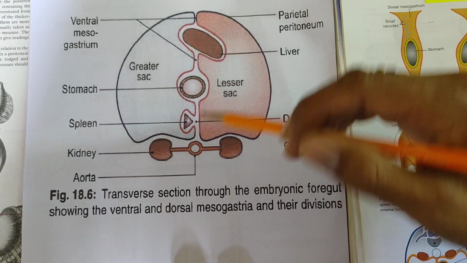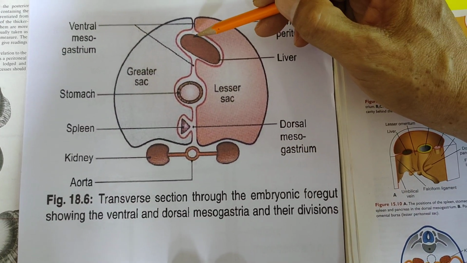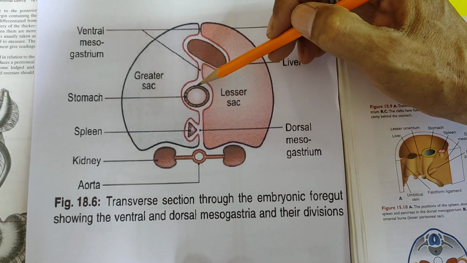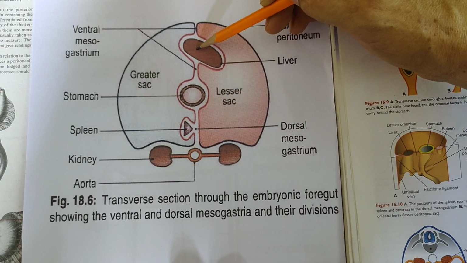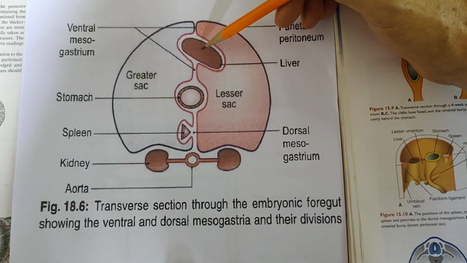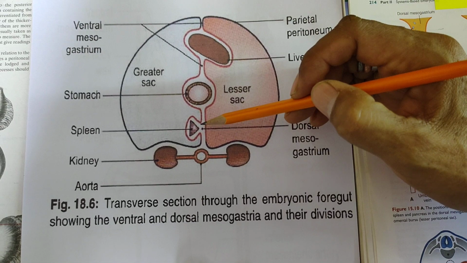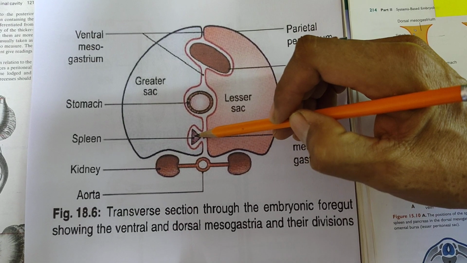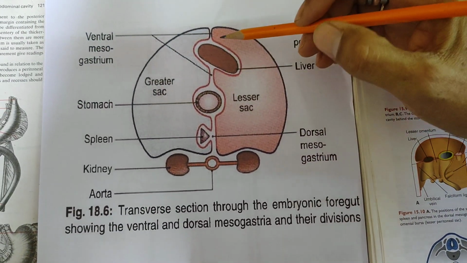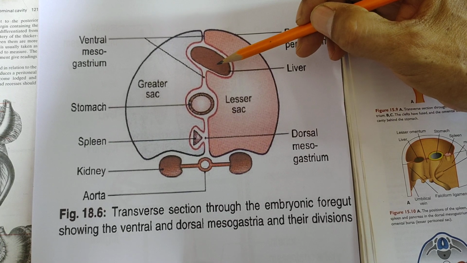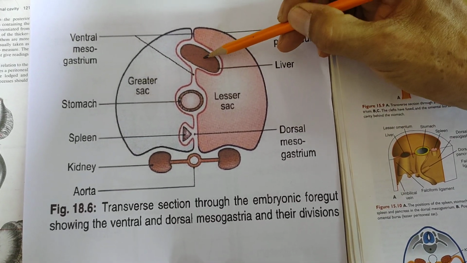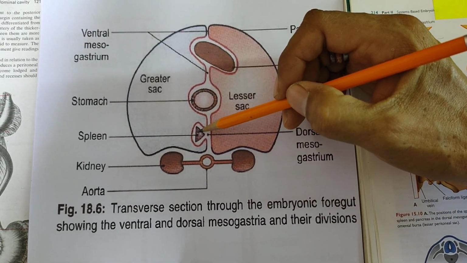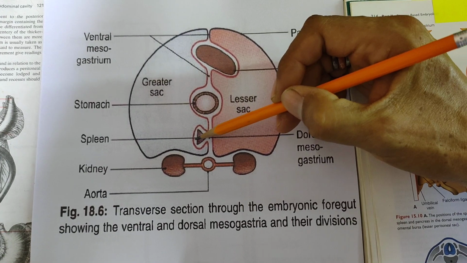Within the ventral mesogastrium, this is the liver, from the endodermal cell proliferation of the foregut towards the ventral mesogastrium. So this is the developing liver. Posteriorly, in the left lip of the dorsal mesogastrium, this is the development of the spleen, which is mesodermal cell deposition. Now you see the right lobe of the liver is going towards the right side, and this spleen in the left lip of the dorsal mesogastrium is going towards the left side.